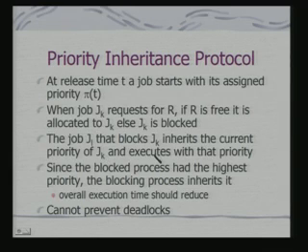That means, in the previous example, T1 was blocked because T3 had the resource. T3 had the minimum priority, but because of priority inheritance, now T3 will have the same priority as that of T1. That means T3's priority will be more than that of T2. So, it will finish off its critical section earlier.